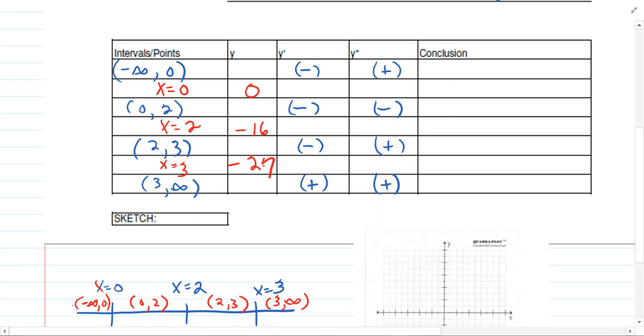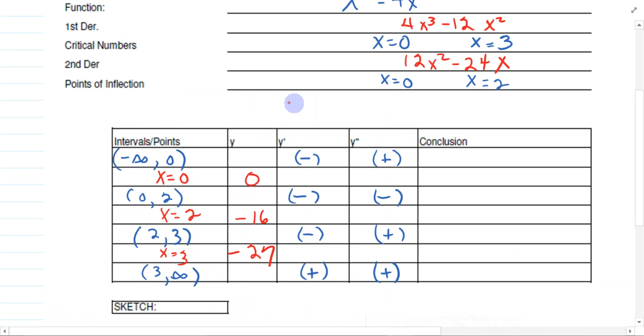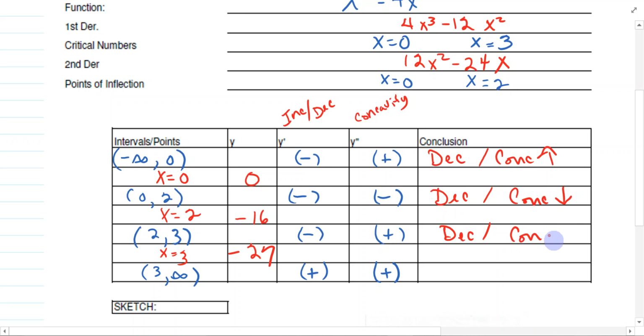All right, we now have everything we need to write our conclusions. And remember that y prime talks about increase or decrease, and y double prime talks about concavity. So in this interval, we are decreasing and we are concave up. In this interval, we are decreasing and we are concave down. In this interval, we are decreasing, concave up. And in this interval, we are increasing and concave up.